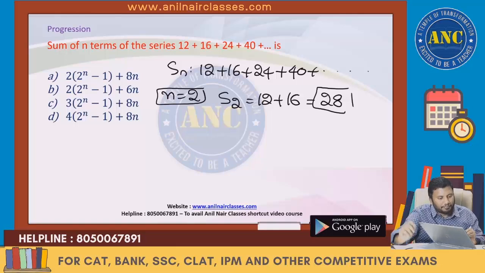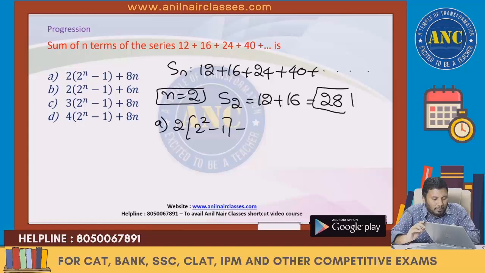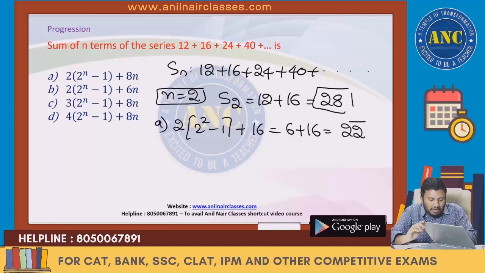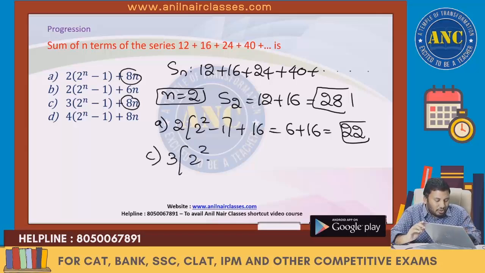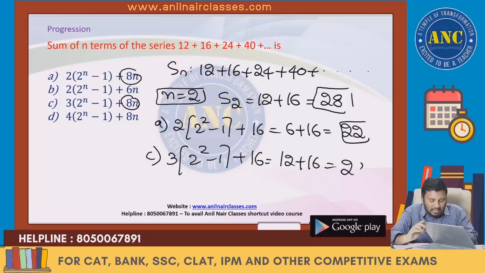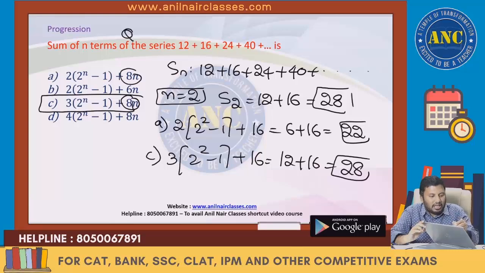Now see here. First one, 2 into 2 square minus 1, plus 8 into 2, 16. 4 minus 1, 3. 3 2s are 6. 6 plus 16 is 22. Here 16 is there; if I get 12, I will get the answer. So I will take option C. 3 into 2 square minus 1, plus 8 into 2, 16: 12 plus 16, the answer is nothing but 28. So the option is C. Question contains numerical values, answer contains variables.